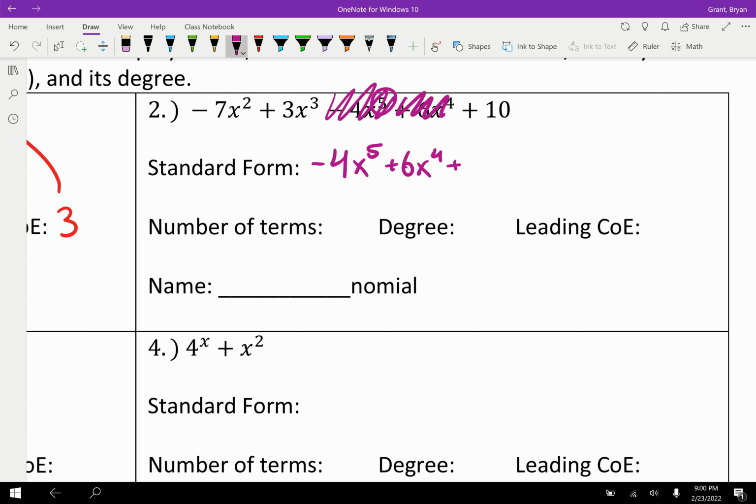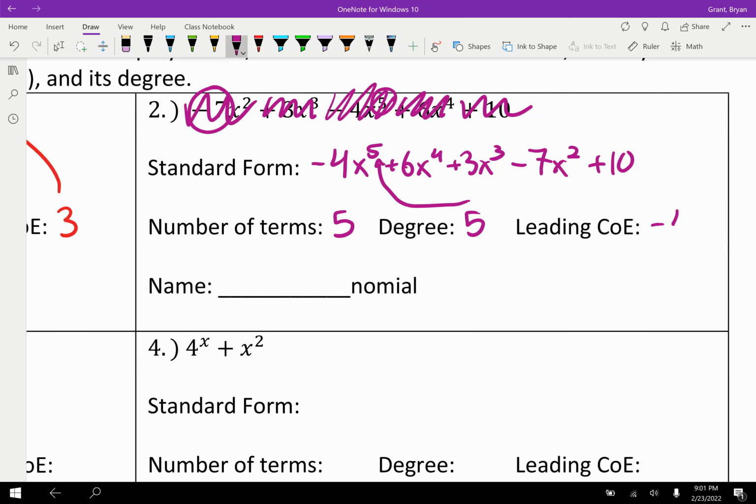Okay. Next we have 3x cubed minus 7x squared. We'd read this as negative 7, but once it joins the middle of our polynomial expression, we read it as a minus. And then plus 10 to finish everything off. How many terms? 1, 2, 3, 4, 5 terms. What is the degree? Well, that's 5 because it's the largest power. Leading coefficient? Negative 4. And last but not least, since there are 5 terms, that's beyond what we classify for our polynomials, so we just call it a polynomial.